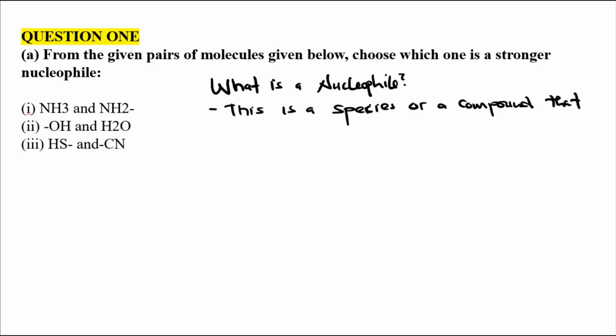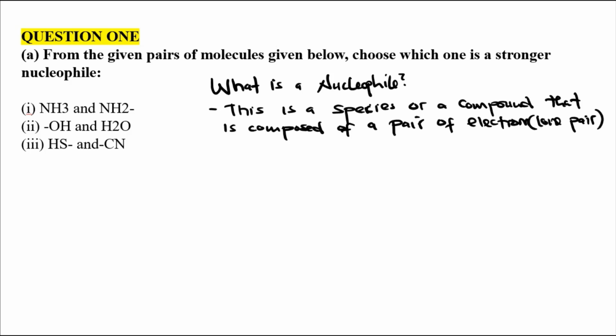that is composed of a pair of electrons. A pair of electrons is what we call a lone pair of electrons. So a lone pair of electrons or is negatively charged. So a nucleophile has got a greater affinity for the nucleus of an atom. That's why it is called a nucleophile.